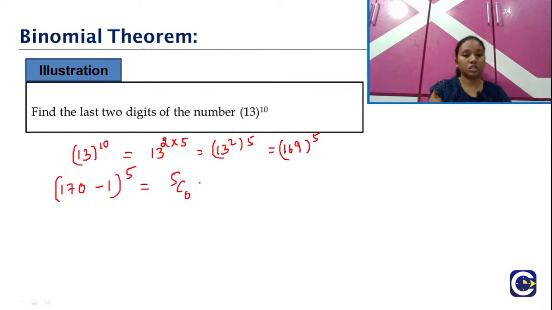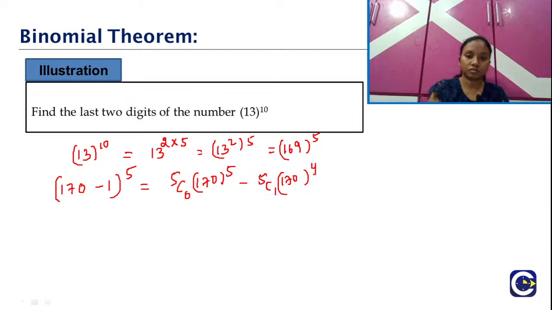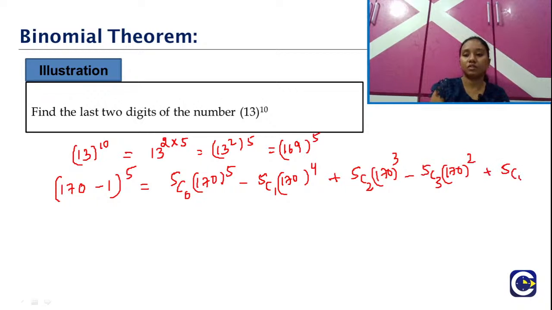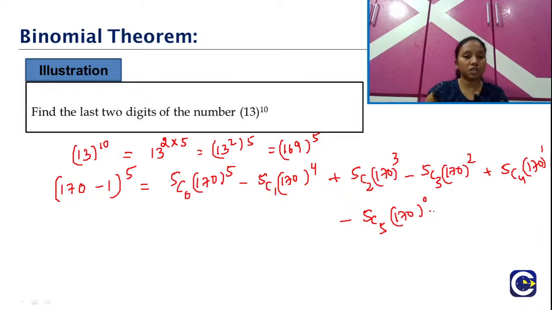5C0 170 power 5, minus 1 0, so it will be plus, and then here minus 5C1 170 power 4, plus 5C2 170 power 3, minus 5C3 170 power 2, plus 5C4 170 power 1, and then minus 5C5 170 power 0. So this will be the expansion, but now here we have to find the last two digits, right?